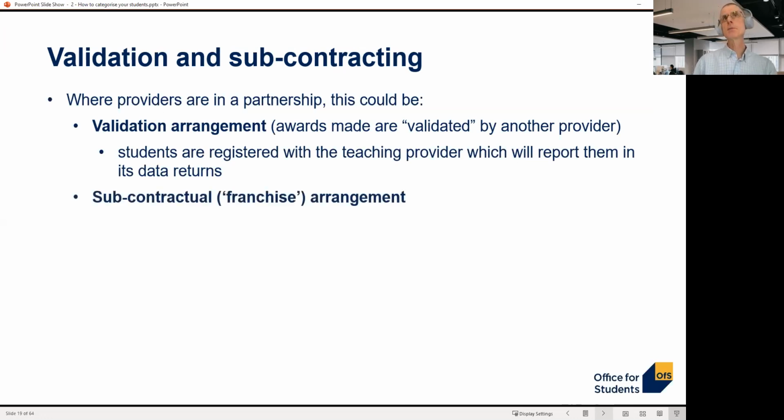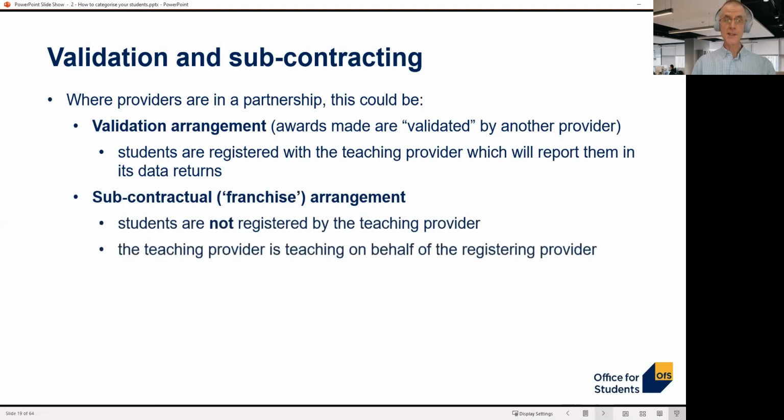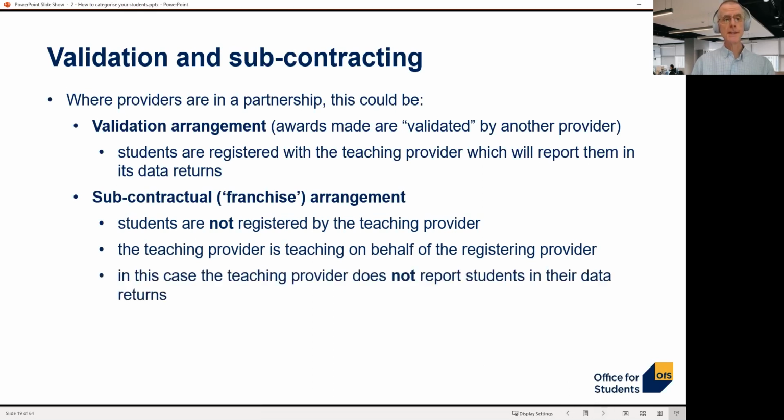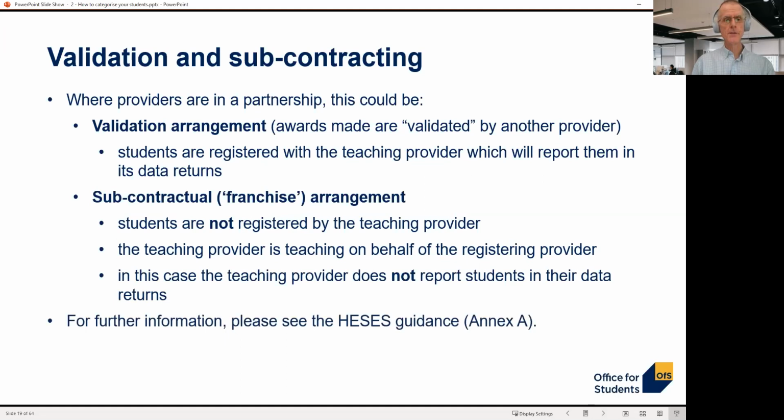Alternatively, you might have a subcontractual arrangement, sometimes referred to as a franchise arrangement, where a student is not registered with the teaching provider. The teaching provider is teaching on behalf of the registering provider. In other words, the teaching is being subcontracted to them. So in this case, the teaching provider does not report the students. And again, further information on this is in Annex A of the guidance.